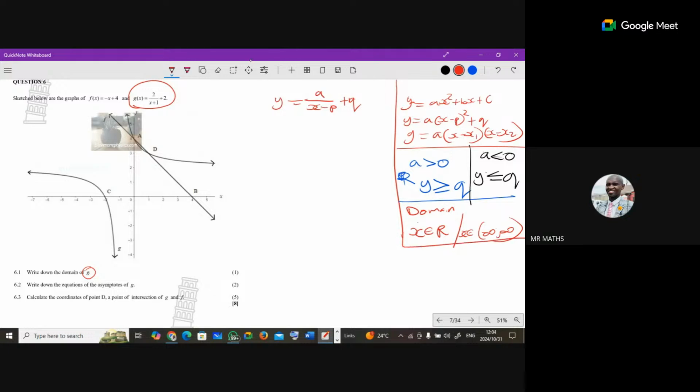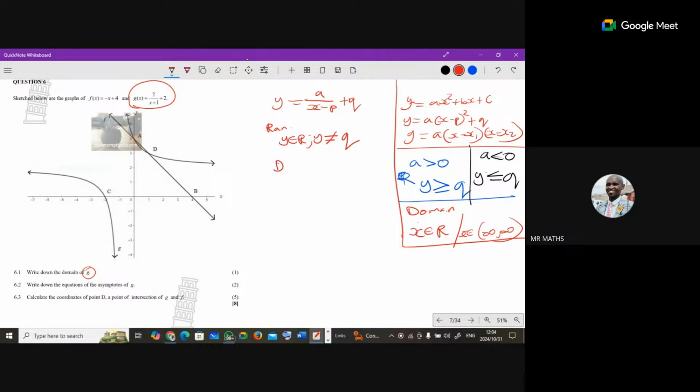Now let's come to the hyperbola. Here we do have a range and we do have a domain. So our range here is y, an element of real numbers, but y is not equal to q. Are we together? Yes, sir. y is not equal to q.